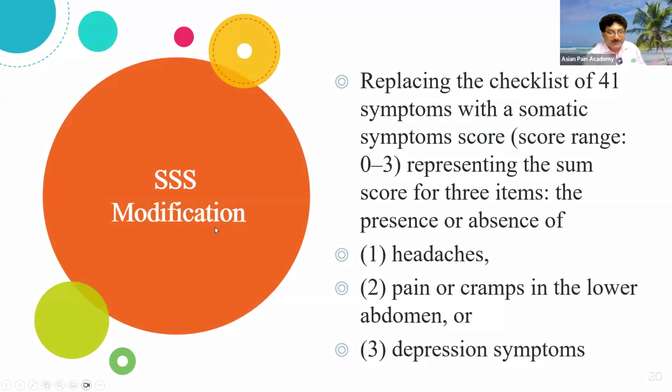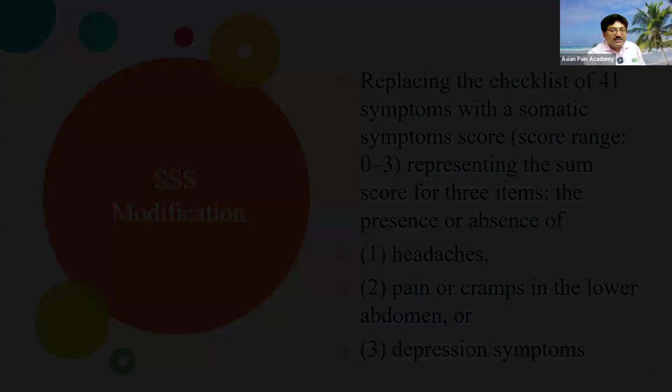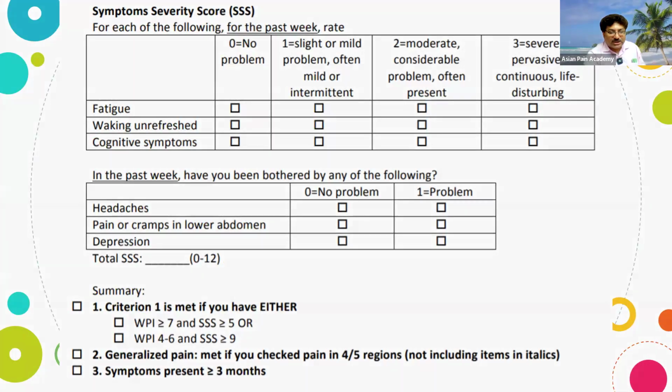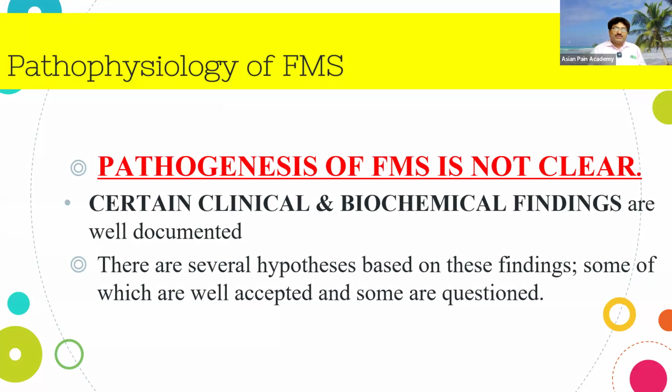And the next change happened in the symptom severity score modification, because in the third part, the physician administered part, to standardize it and make it applicable to the whole chart patient, they have put 3 important criteria into part 2b, where they have put scores for headache, pain and cramps in the lower abdomen, or depressive symptoms, and they have given 1 point each to make it 12. So that modification was done, but remember these modifications were suggested by the researchers, but ACR still holds the same criteria, that is the 2010 criteria.